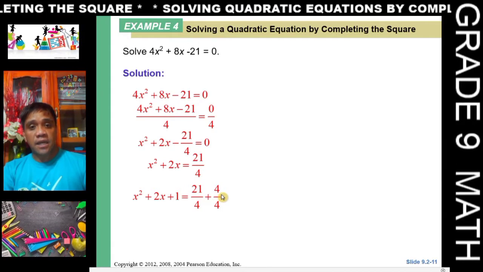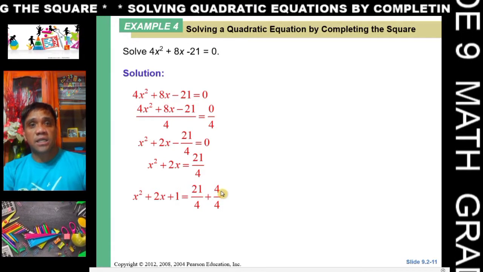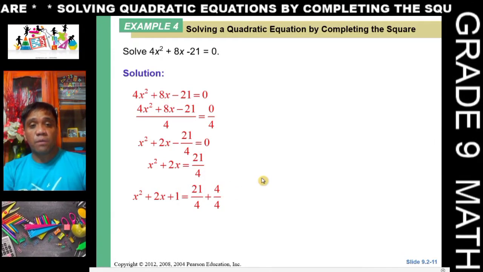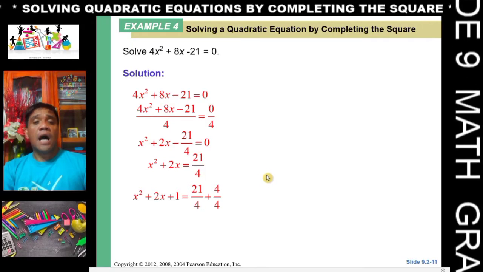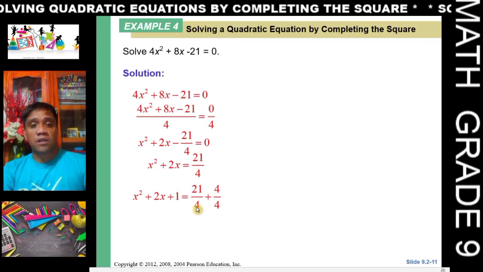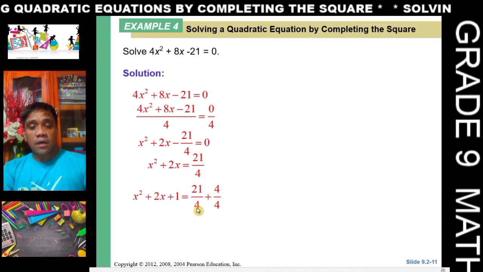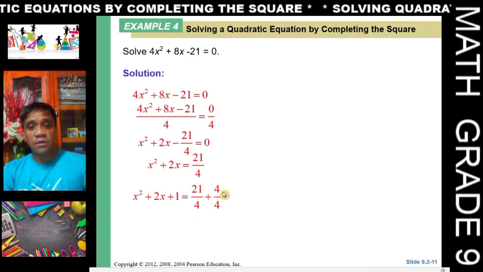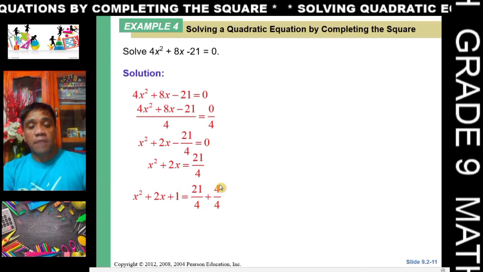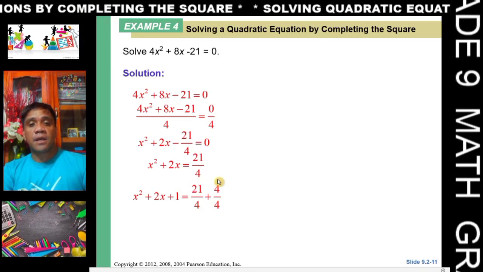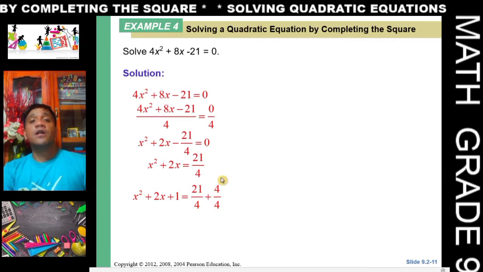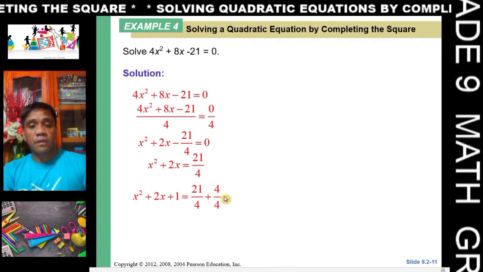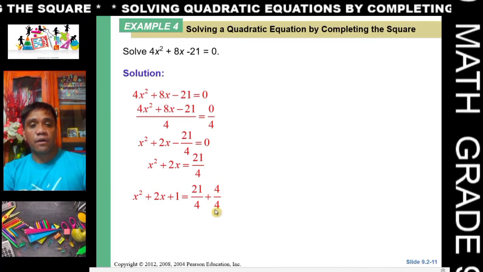But then again, take note that the 1 here is just the same as 4 over 4. How does it happen? Because we have here the denominator of 4. So take the LCD so that we write the 1 into a rational number. So we have here 4 over 4.